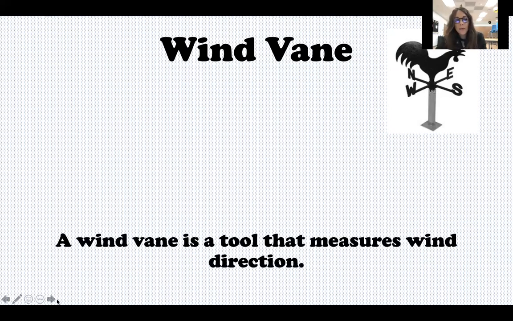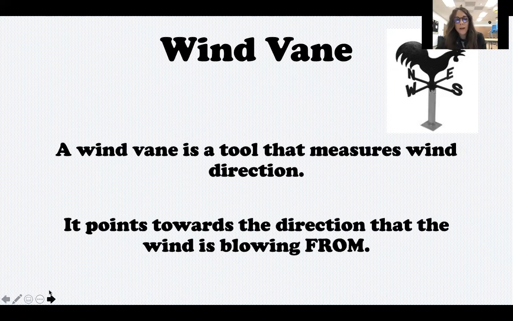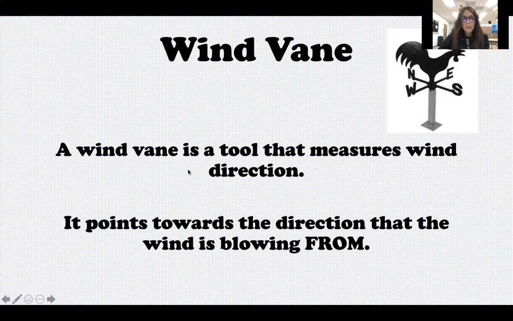Next, we have a wind vane, which I don't have one of, but it looks like this. Sometimes you see them on the top of like buildings or houses. Sometimes people have them in their yards. And this is a tool that measures wind direction, and it points towards the direction that the wind is blowing from.